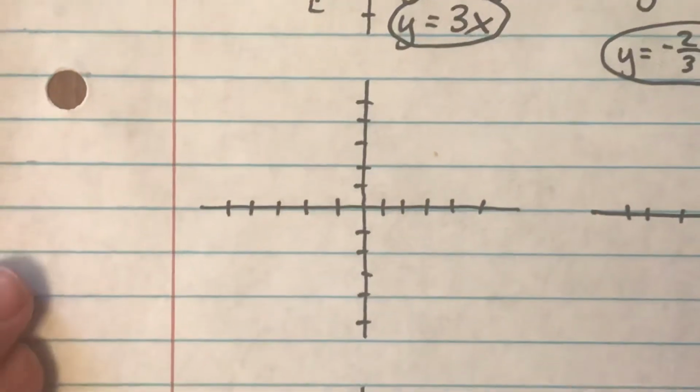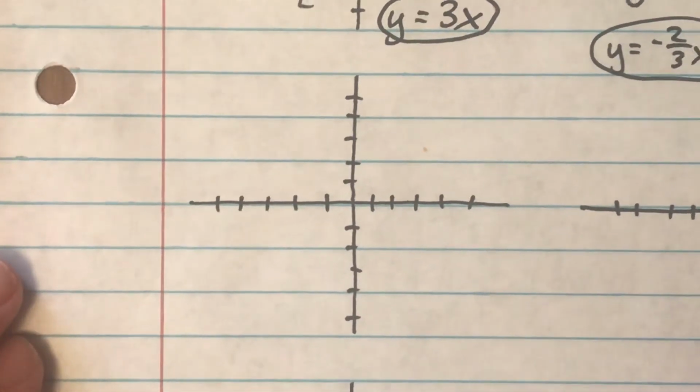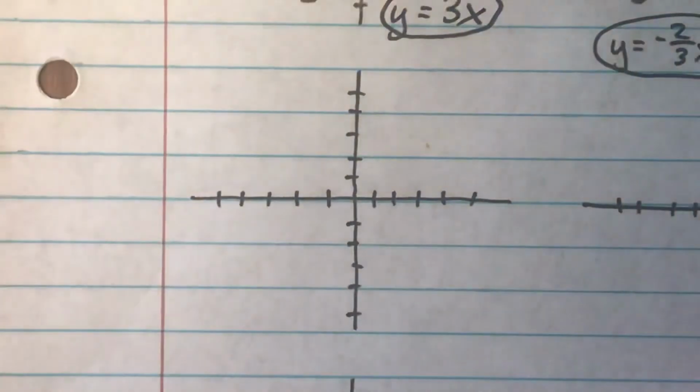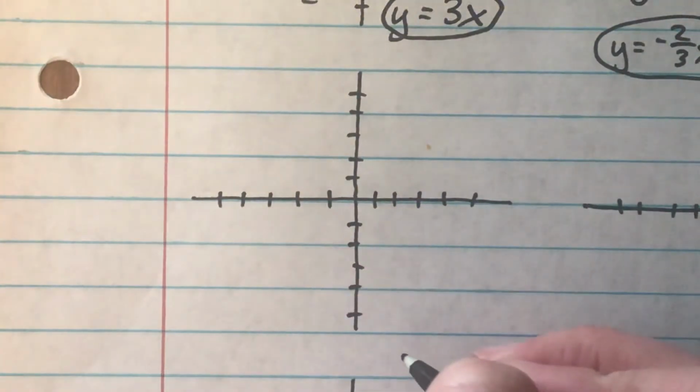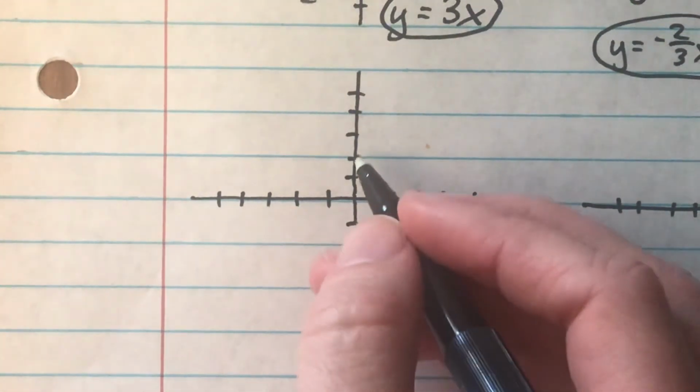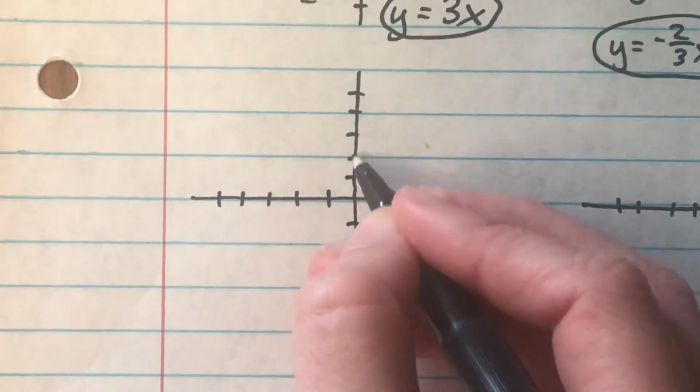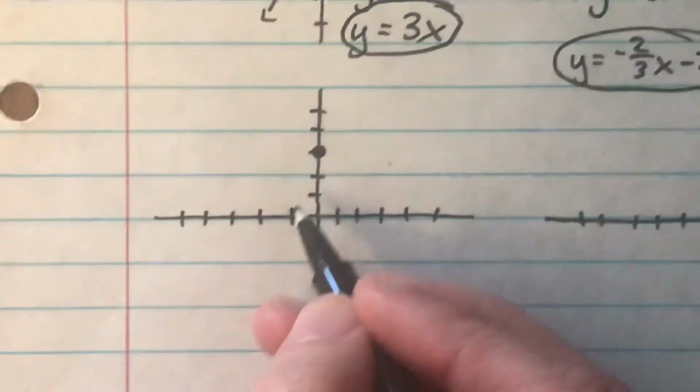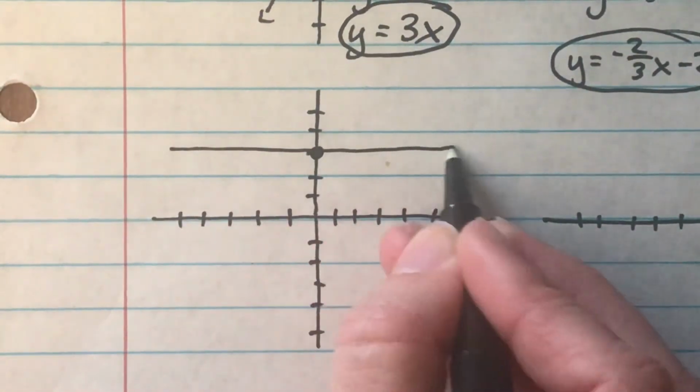All right, we're going to do one more of these where you're given the line and you need to write the equation. And this is going to be a really interesting one because I want you to put a point at 0, 3. So put a point right there. And then I want you to draw a straight line through it.